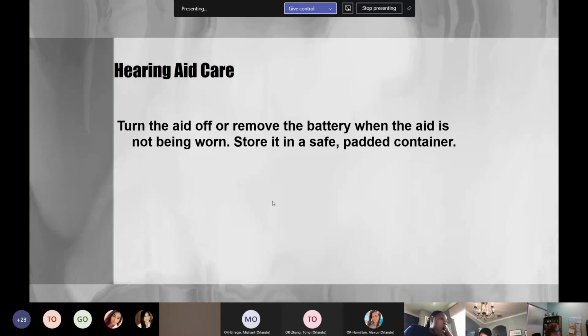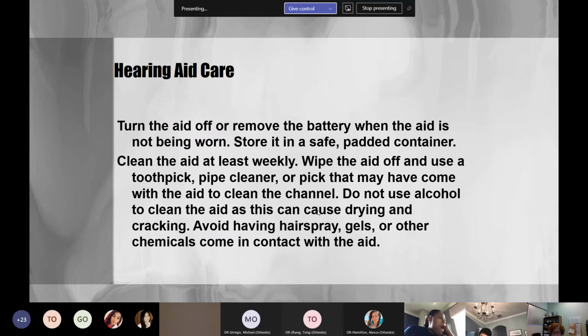Just a brief thing about hearing aid care. Your book does bring out a couple of things. I don't know if you've had an opportunity to help take care of somebody's hearing aids, but generally we need to turn the hearing aid off or remove the battery when it's not being worn, because it could wear it out. It has a special padded container that helps to protect it. Generally, it's cleaned at least once a week.